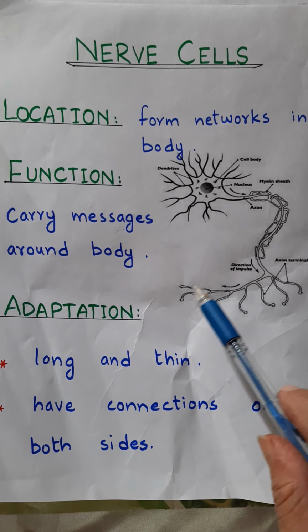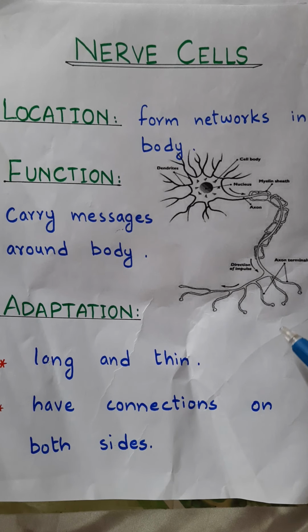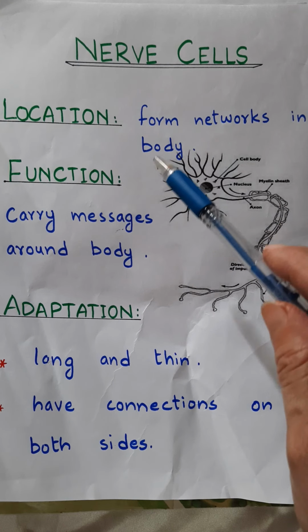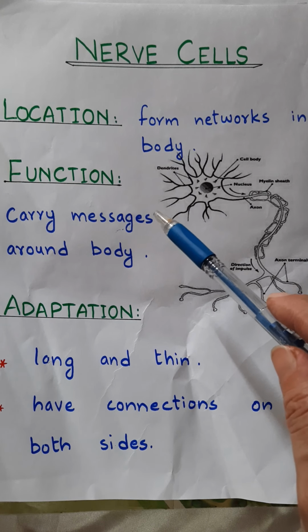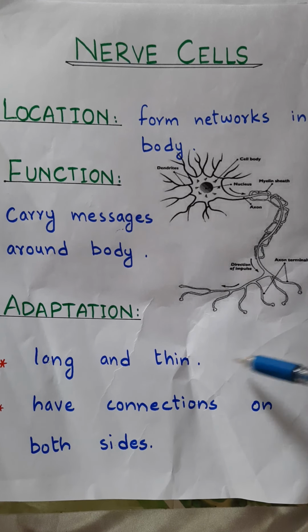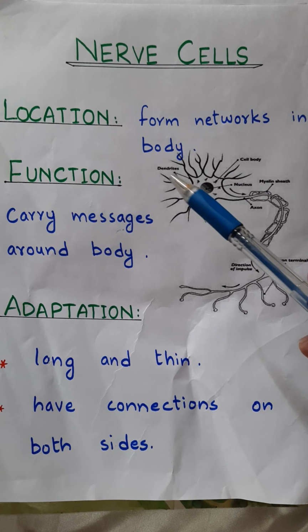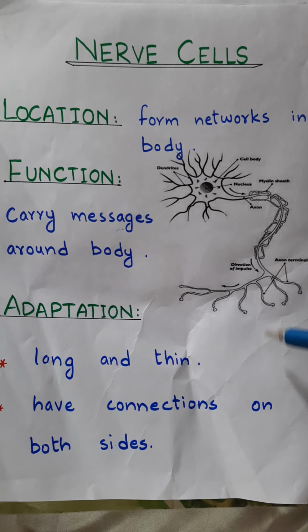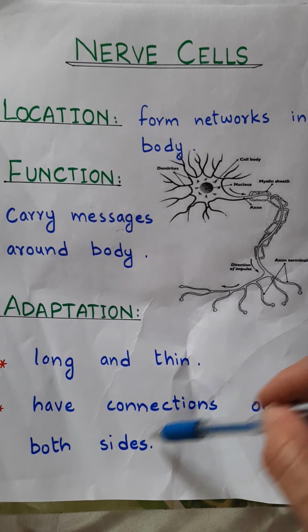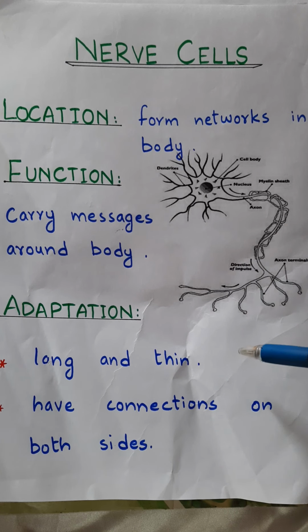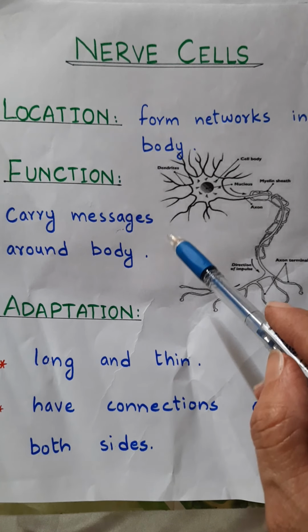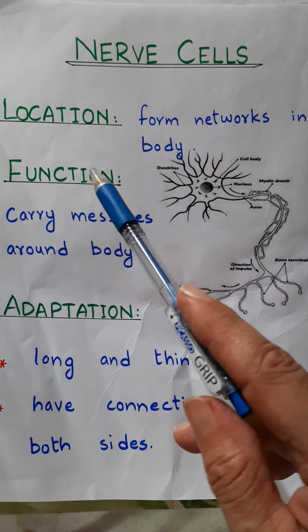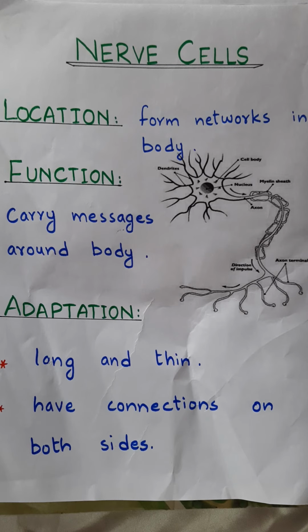This end is connected with the sense organ, and it takes messages from the sense organ, and this end is either connected with rest of the nerves or with the spinal cord and to the brain, and it sends messages to those parts of the body. So due to the presence of connections on both sides, and also their length and their thinness enable them to carry messages around the body. That is why nerve cells are considered to be the specialist cells.